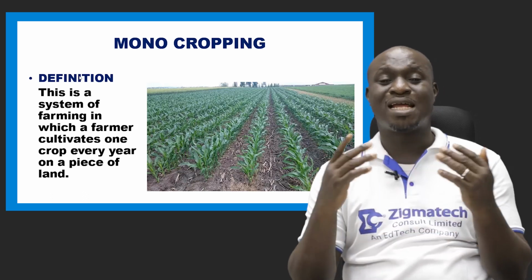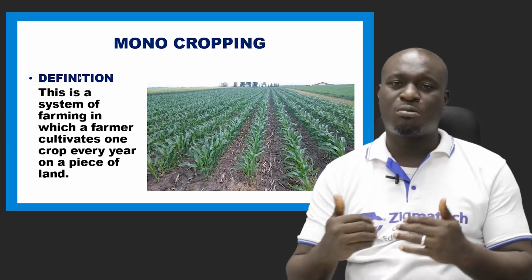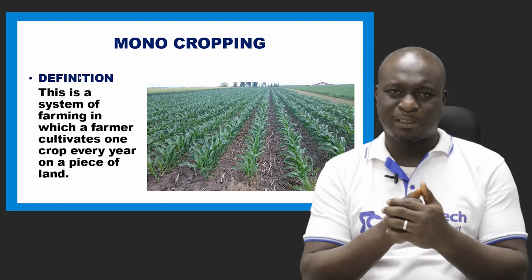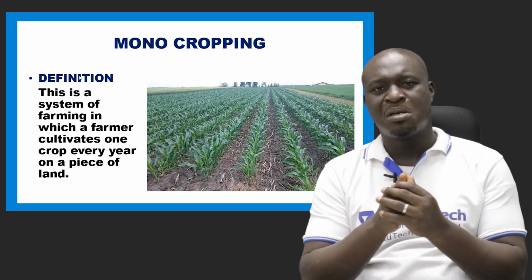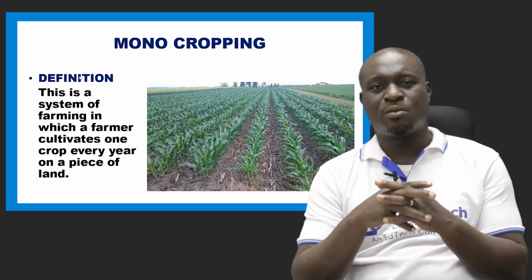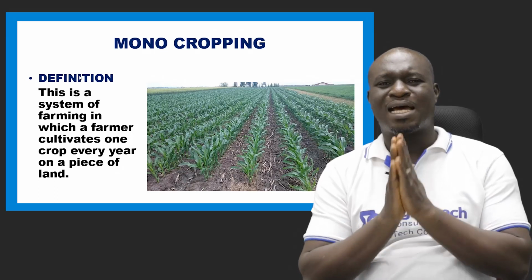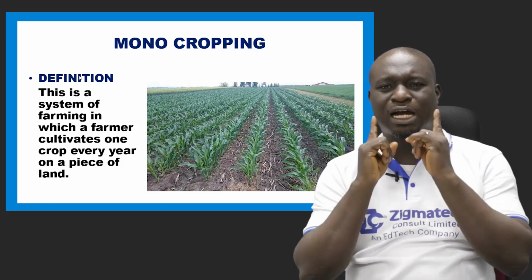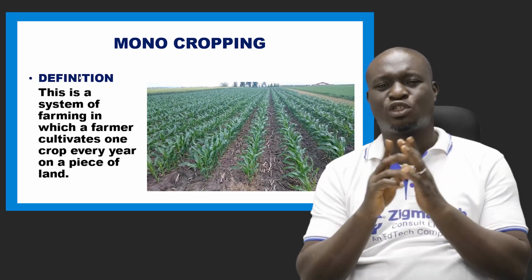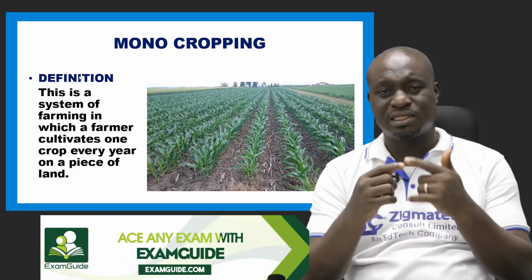Now, some persons have plantations. Plantations can also come under monocropping. You have some persons who have a plantain plantation. You see some persons have a rubber plantation. They're only planting one particular crop in a piece of land, that is done every year, in multiple seasons.